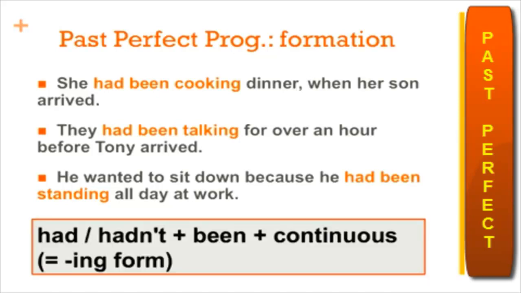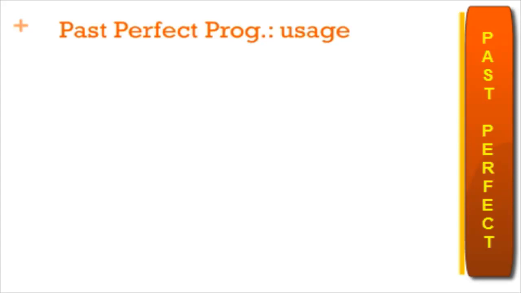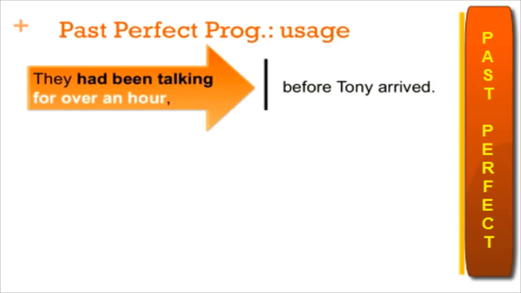So how do you build the tense? It's had or hadn't plus been plus continuous, and the continuous, of course, is the ing form. Had or hadn't plus been plus continuous. Had been cooking, had been talking, had been standing. Good, and now the usage of the past perfect progressive, which means actually when do you use this tense. Again, we have a look at a sentence here. They had been talking for over an hour before Tony arrived. Had been talking is your past perfect progressive.